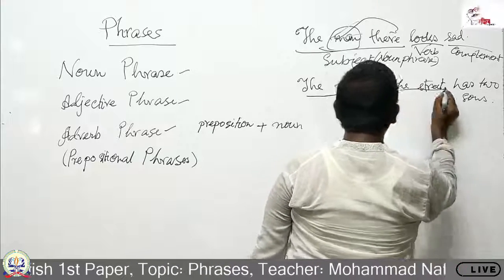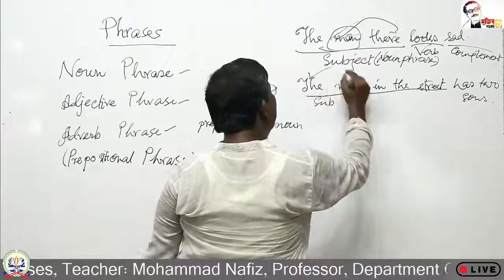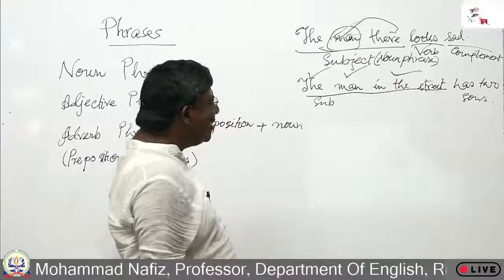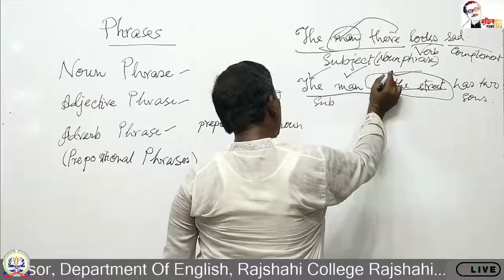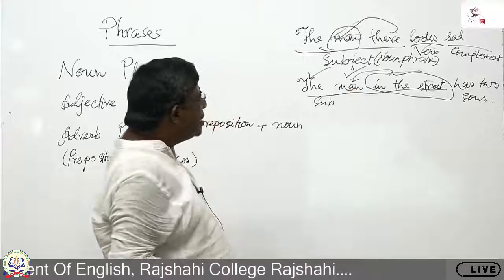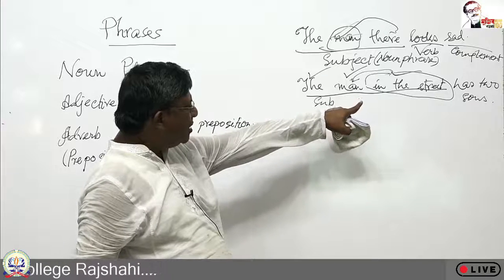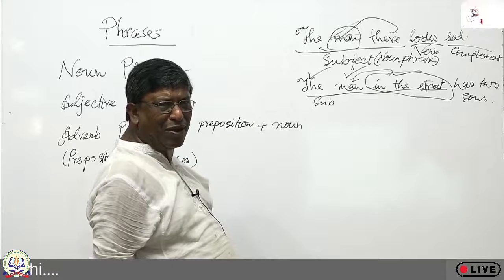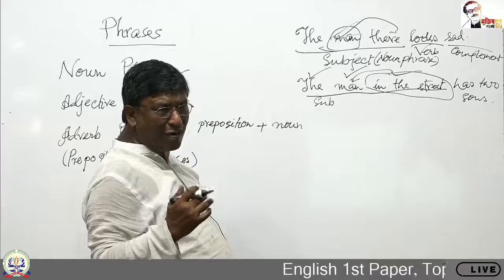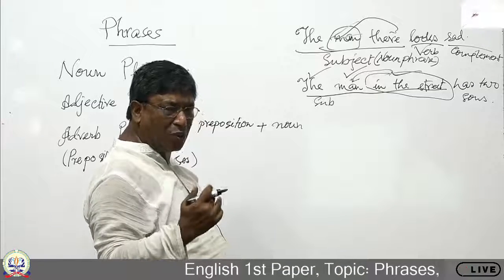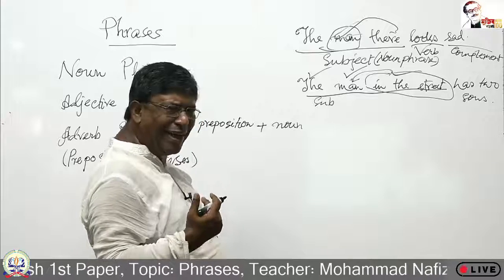In this sentence, the man in the street is the subject. This subject has an article, the, a noun, man, and an adverb, in the street. In the street, this adverbial or adverb phrase or prepositional phrase modifies the word man. Since in the street modifies the noun man, we will call in the street a prepositional phrase rather than an adverbial phrase in this sentence. Because always remember that a prepositional phrase always modifies a noun, and an adverbial phrase always modifies a verb.